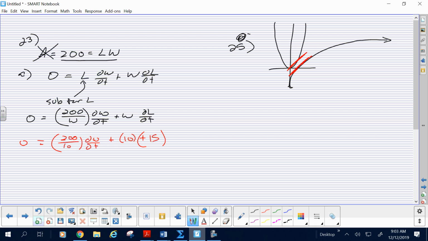So the idea is a verbal connection. What does it mean if the tangents are parallel? Tangents parallel implies slopes are the same, which implies derivatives are the same.